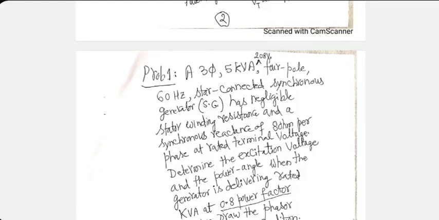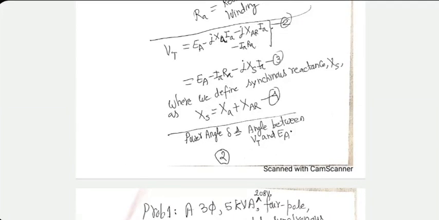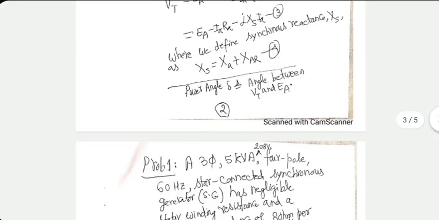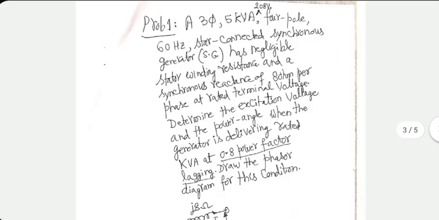Determine the excitation voltage. That is the word they are using for EA. I am calling it back EMF. They are calling it excitation voltage. Power angle. That means delta. When the generator is delivering rated kVA at 0.8 power factor. This is an AC machine. You need to know power factor of the load also. And the nature of power factor is also given as lagging. That means load current will be lagging the load voltage by a certain angle. Draw the phasor diagram for this condition.